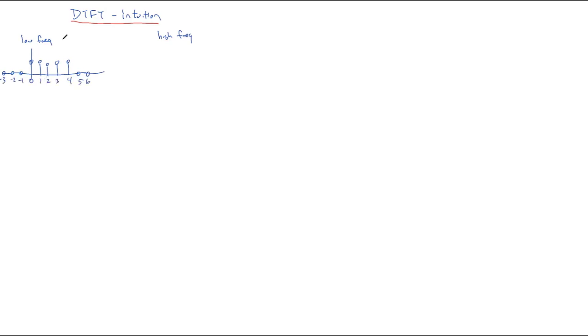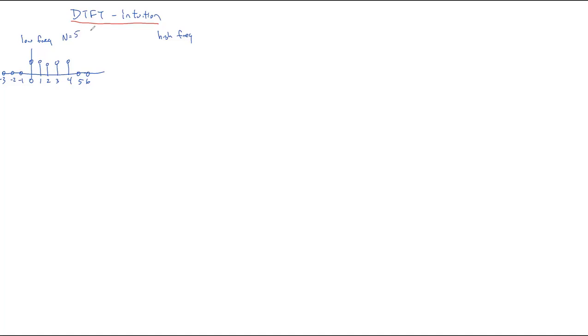And I like to talk about the intuition behind how things work before we talk about the math. There's different types of signals. You can have a low frequency discrete time signal, and you can have a high frequency discrete time signal. A low frequency discrete time signal that's finite length might look something like this. So it's definitely finite length. It's a low frequency signal of n equals 5.